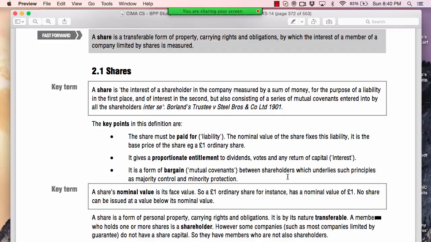So why would you buy shares? Because you're expecting a return. Now, you have shown interest in the company and you invested in this company. There will be many others who have invested in this company as well.